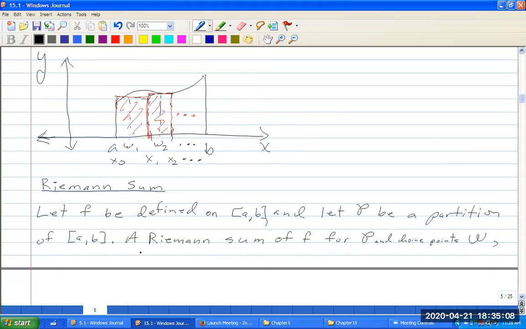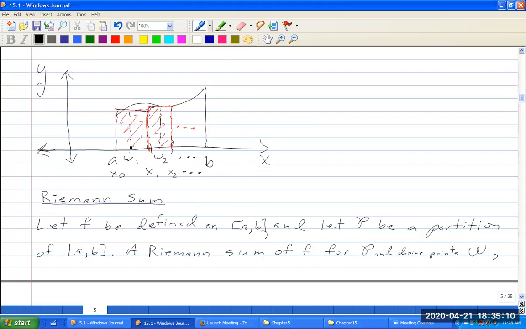The Riemann sum. Okay, so let's say this is y equal f of x. So let f be defined on the closed interval a to b. So f here is defined on the closed interval a to b. And let P be a partition of the closed interval a to b. So I have some partition here of this closed interval from a to b.